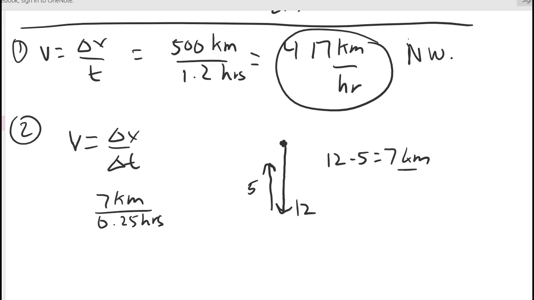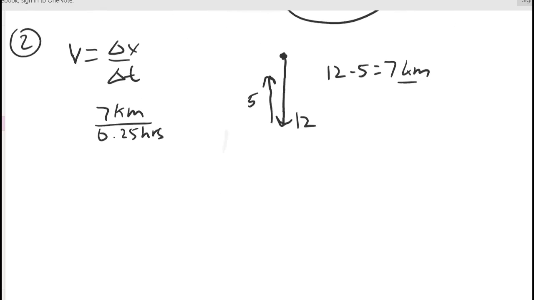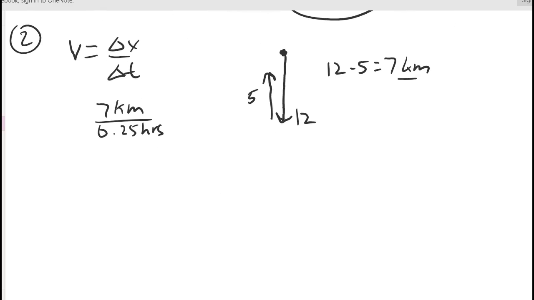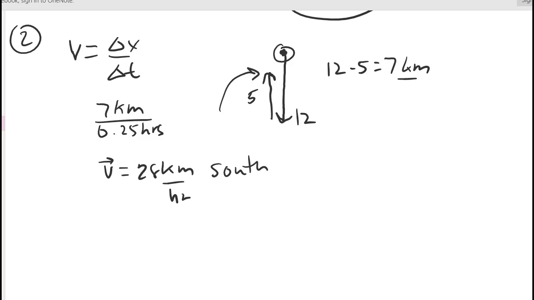So the speed, if you do that calculation, 7 divided by 0.25, you actually get the speed equals 28 kilometers per hour. And that's just the speed. If we want the velocity, which is a vector quantity with the arrow over the top, which direction was that? Well, that's the south, because if you look at our displacement, we started here, we ended up to the south.